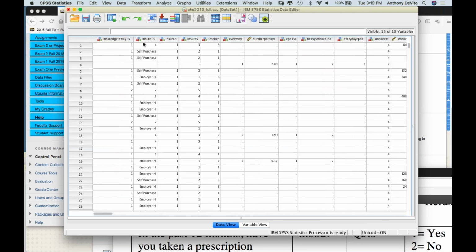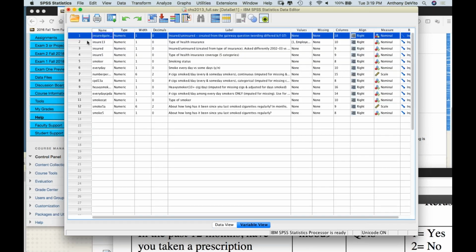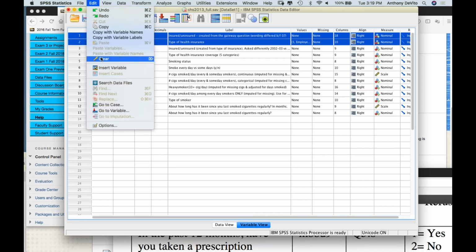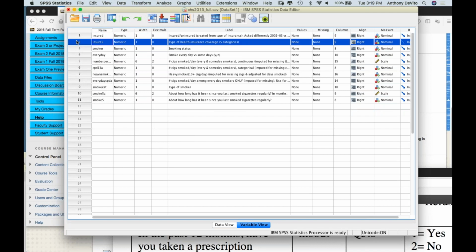Okay, let's see on insurance. On insurance, these are ones and twos. I'm gonna bet that insured is whether you have insurance or don't have insurance. So I'm gonna just work with that one. So I'm gonna eliminate these other two insurance. And I'm gonna get rid of this one.